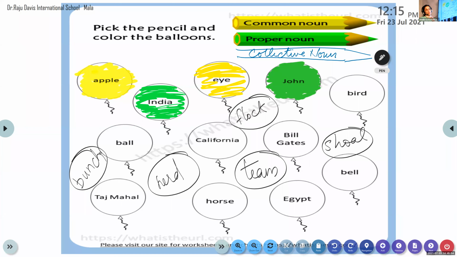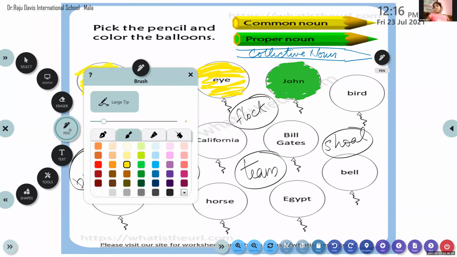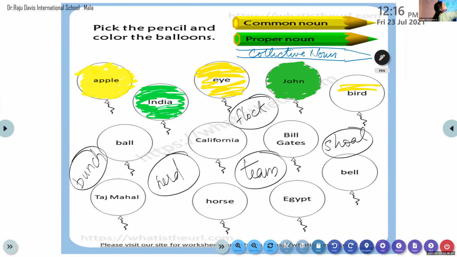Bird. It's a common name given to all the birds. So what noun it is? For all the birds, we call it just birds, animals, insects. Common noun? Common noun. It's a common noun. For all the birds, commonly we use the name birds, whatever the name is. So bird is a common noun. So we have to color it in yellow. Have you understood? Very good. Now let's move on to the next person.